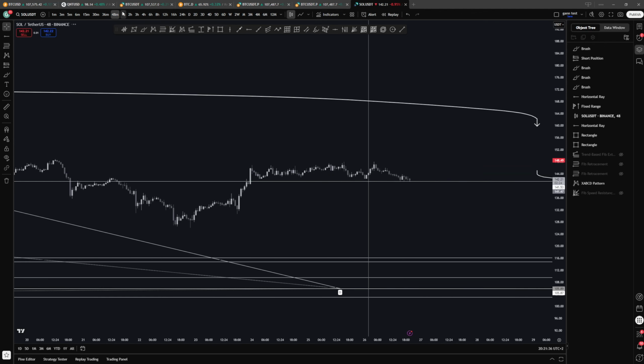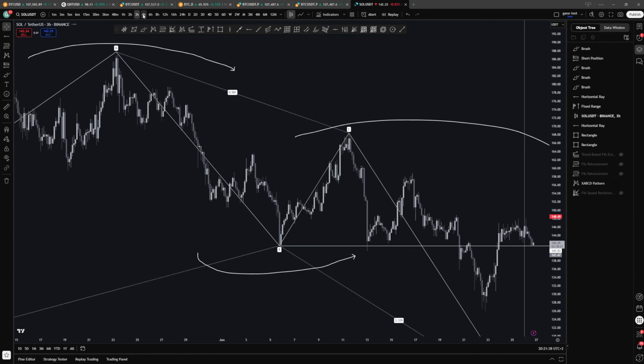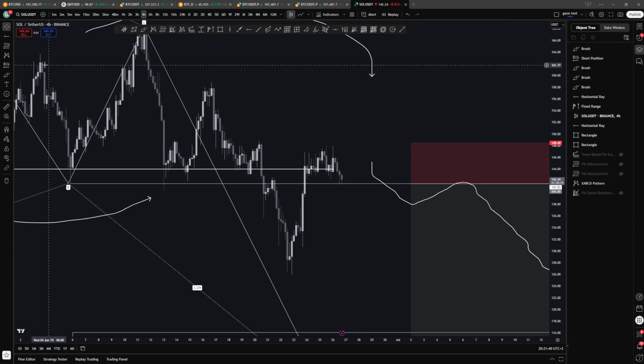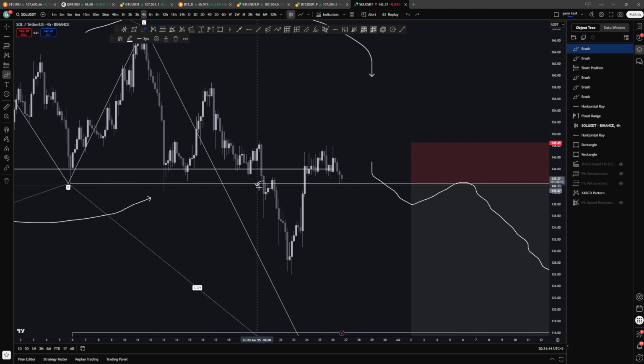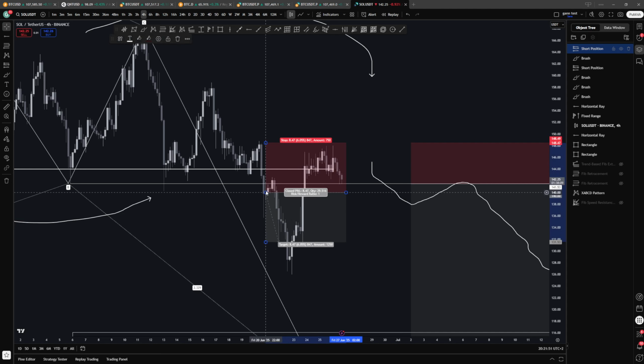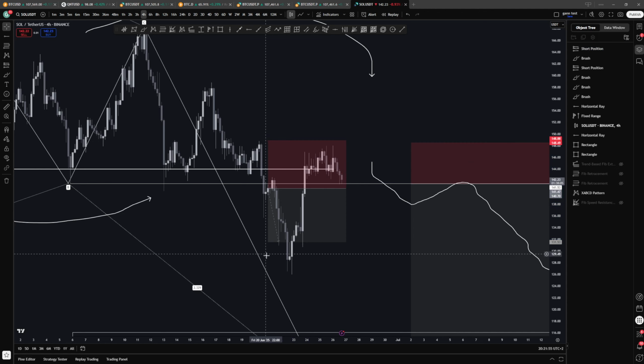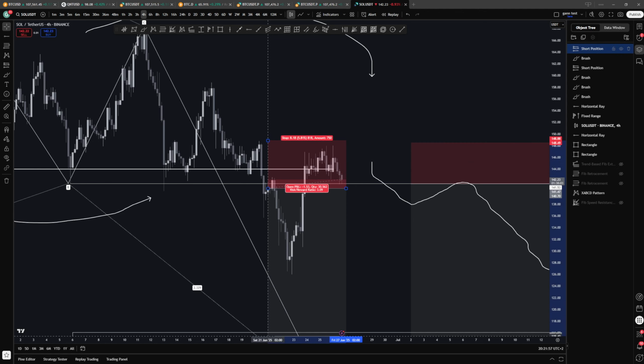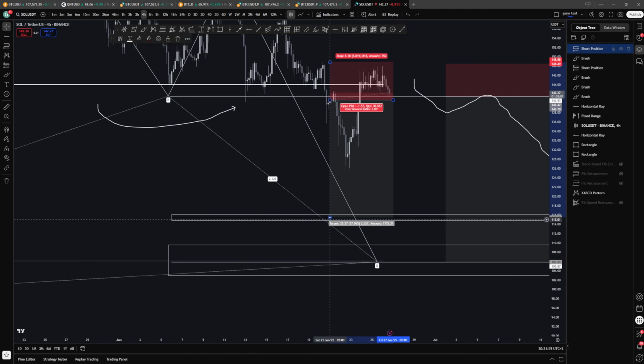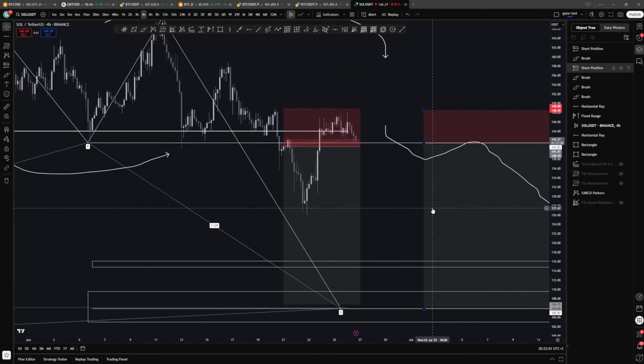If we go on to a lower time frame, you can see what I mean. So this is kind of what I mean, right? You break down into the level, you get a retest, and then on the candle close below, you would take an entry either on this candle or on this one. Stops, I usually put them right above the previous swing high. Risk to reward wasn't the greatest on this one, but it's perfectly fine.